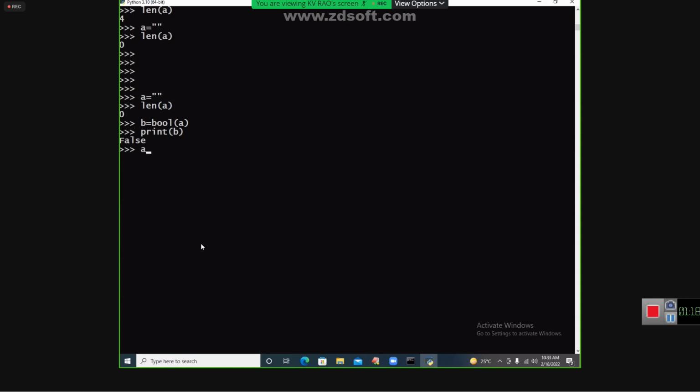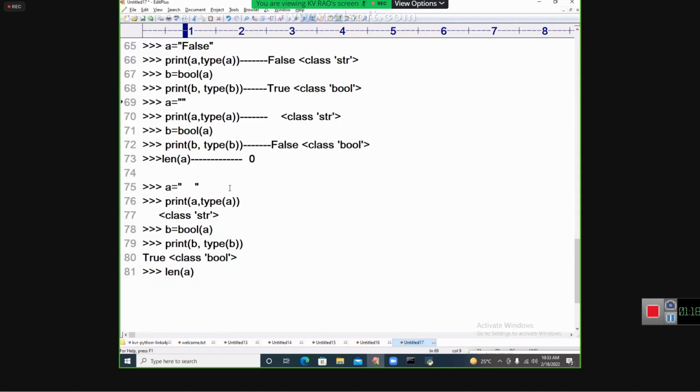Yes, sir. Now A is equal to one space. Only one space I am giving. Only one space I gave. Space is counted as length. Yes, len of A is 1. Bool of A, B is called True. This type of wonderful knowledge is required.